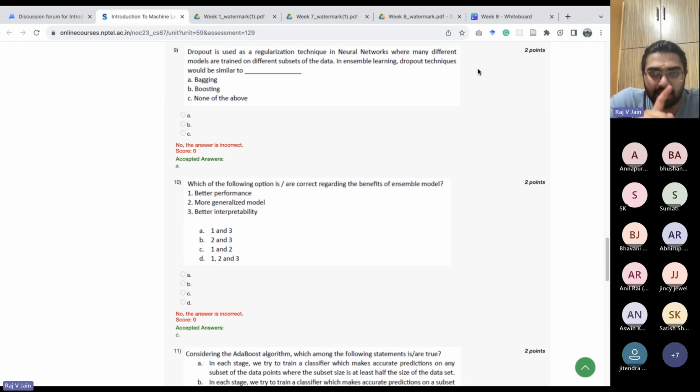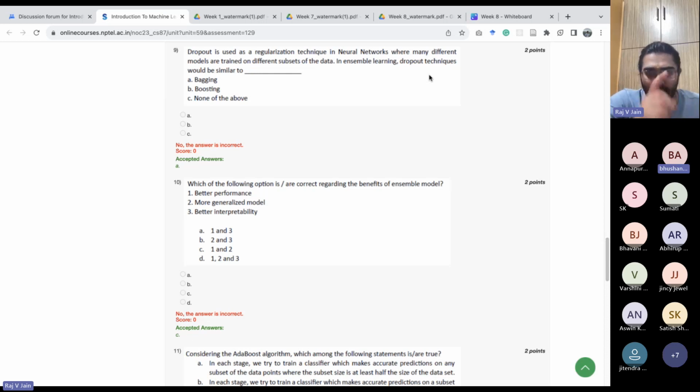But that's the point of this question. You don't need to know dropout. What they're saying is dropout is a technique where many different models are trained on different subsets of data. So the idea you need to take from here is you have different models being trained on different subsets of data. Then in ensemble learning, what would this be similar to? That's exactly what bagging is, right?